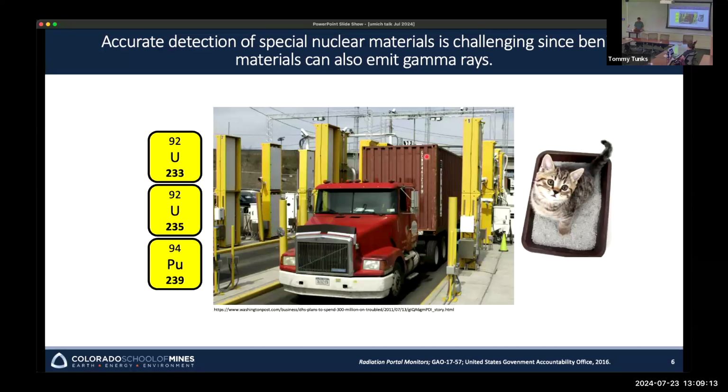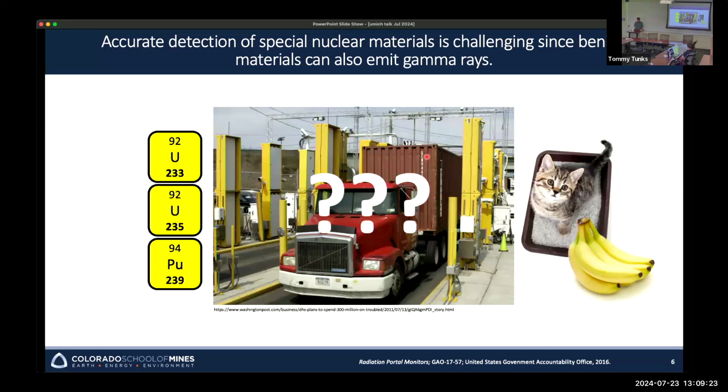But there are times when containers are filled with things like bananas and avocados and kitty litter and granite, and those have enough accumulated radioactive materials that can set these things off. So kind of the holy grail is like, how do we distinguish between materials that are benign and materials that are nefarious? And so that's kind of where plastic scintillators come in.